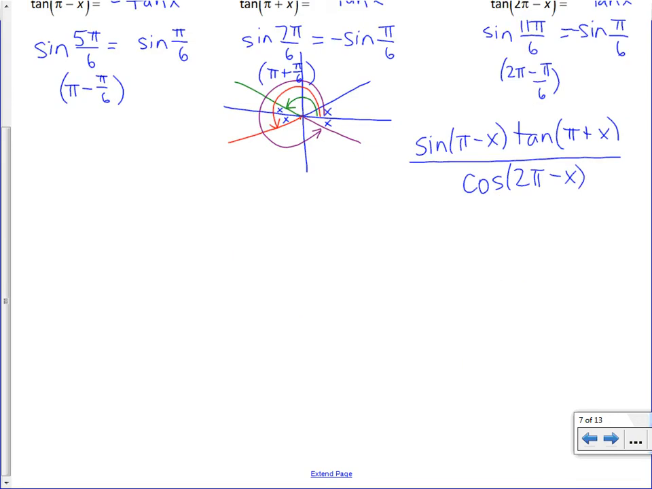But do I have a replacement for each of these that I could go to my chart and find? Sine of pi minus x: I can replace it because x is acute in my mind. So if x is acute, this is in quadrant 2. In quadrant 2, sine is positive, so this is equivalent to just sine x. Tan of pi plus x is in quadrant 3, where tan is positive, so tan of pi plus x is just tan x.